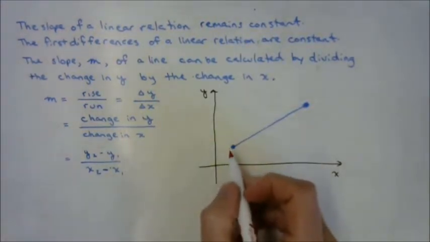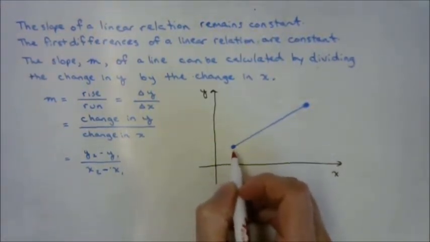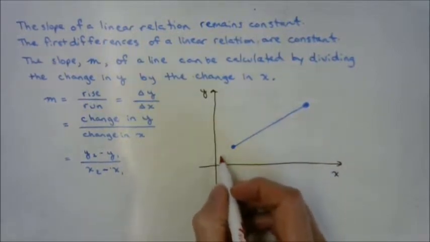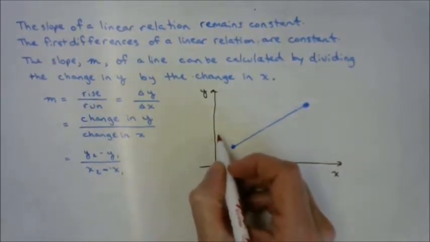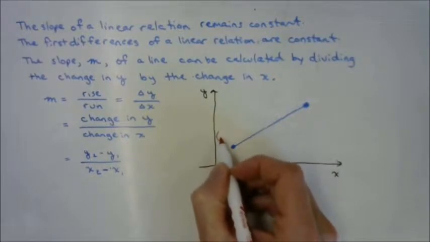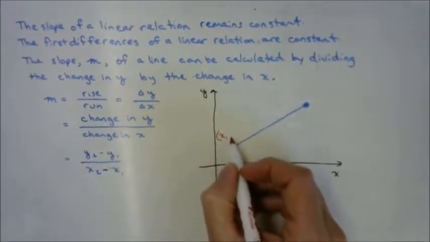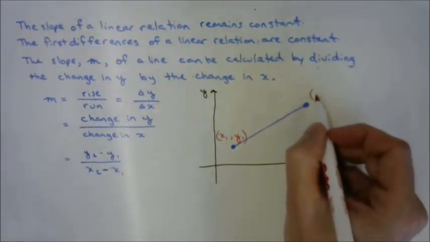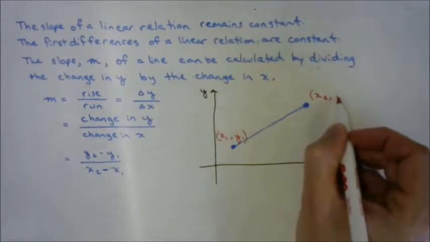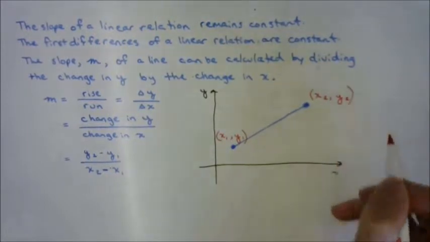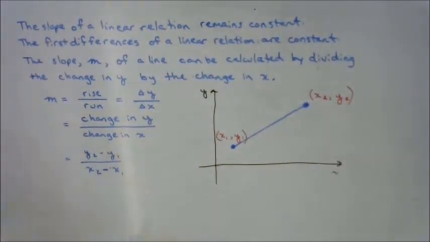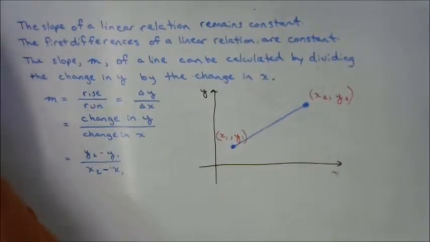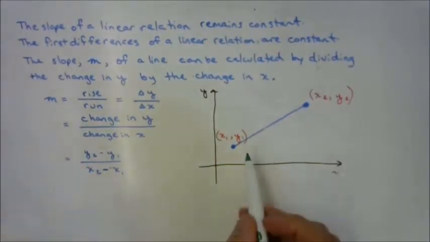And again, it doesn't really matter what you call the coordinates of each point as long as you're consistent. So if this point down here is x1, y1, then this point must be what? x2, y2. Why do you write the coordinates above the point? Because I'm going to draw a triangle underneath.